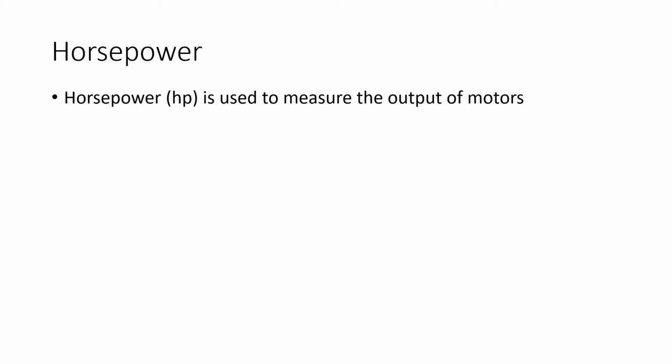The horsepower is used to measure the output power of motors. The symbol for horsepower is HP. The term was invented by James Watt as a means of comparing the output power of his steam engine to that of horses.